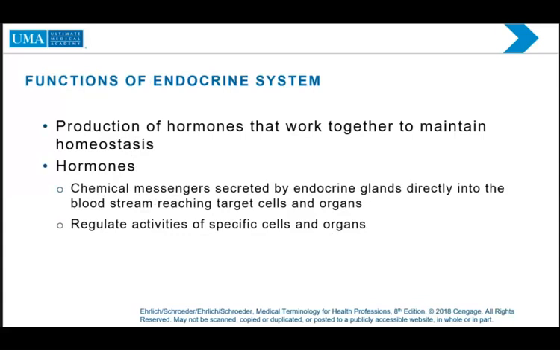Looking at the functions of your endocrine system, it is the production of hormones that work together to maintain homeostasis. Hormones are chemical messengers secreted by endocrine glands directly into the bloodstream, reaching target cells and organs. They also regulate activities of specific cells and organs.